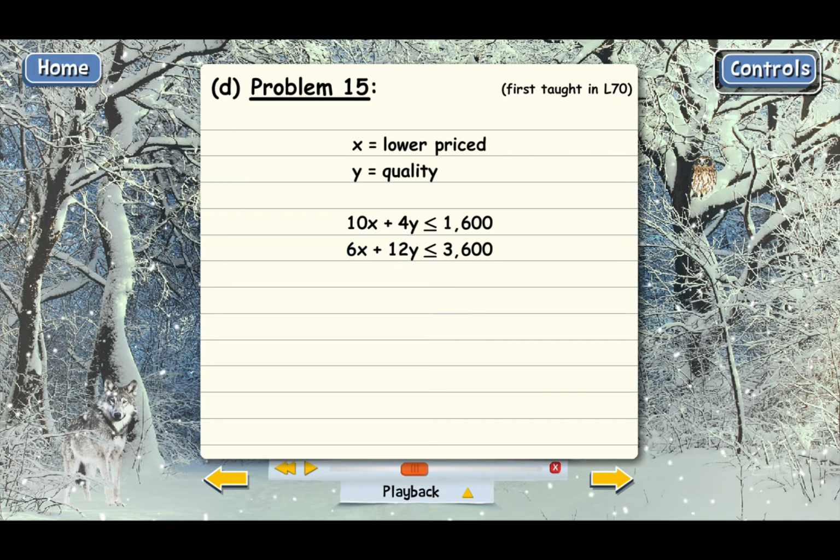We also know that there can't be a negative number of lower-priced mixtures or quality mixtures, so we could write 2 more inequalities saying that x has to be greater than or equal to 0, and y has to be greater than or equal to 0.